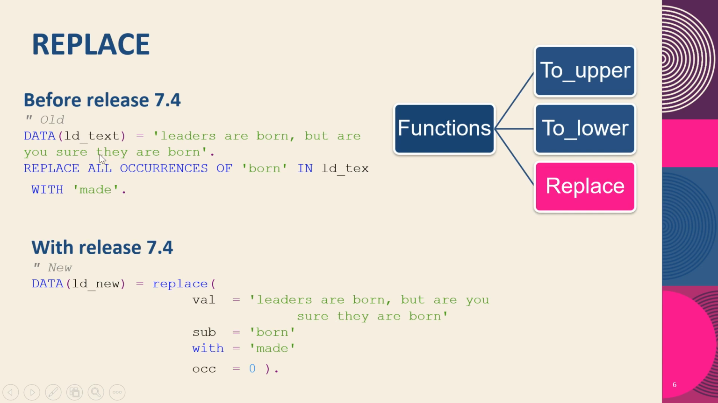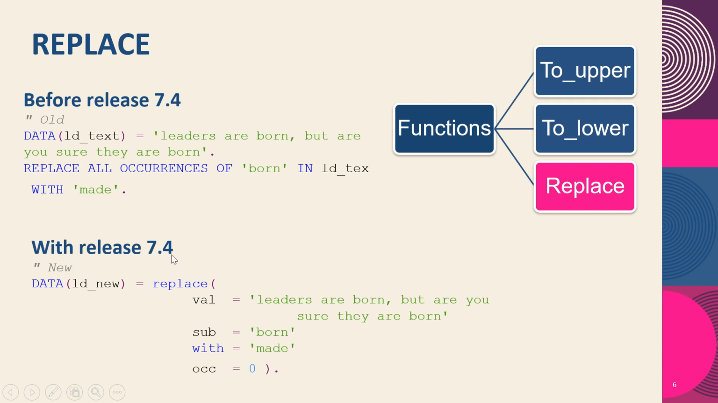Then replace, where we replace all occurrences of a string in the main string. The main string is: leaders are one, but are you sure they are one? So in the LD text string, I want to check the occurrence of one and replace it with made. So this was the earlier syntax.